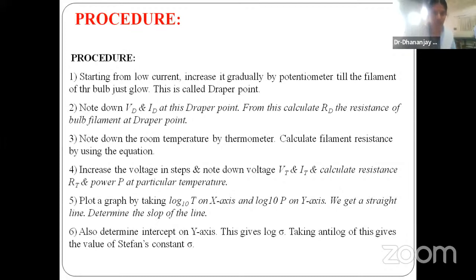Fourth, increase the voltage in steps and note down voltage VT and current IT, and calculate the resistance RT and power P at a particular temperature. Next, plot a graph by taking log10 T on the x-axis and log10 P on the y-axis. We get a straight line. Determine the slope of the line. Sixth, also determine the intercept on the y-axis. This gives log sigma. Taking the anti-log of this value gives the value of the Stefan constant sigma.